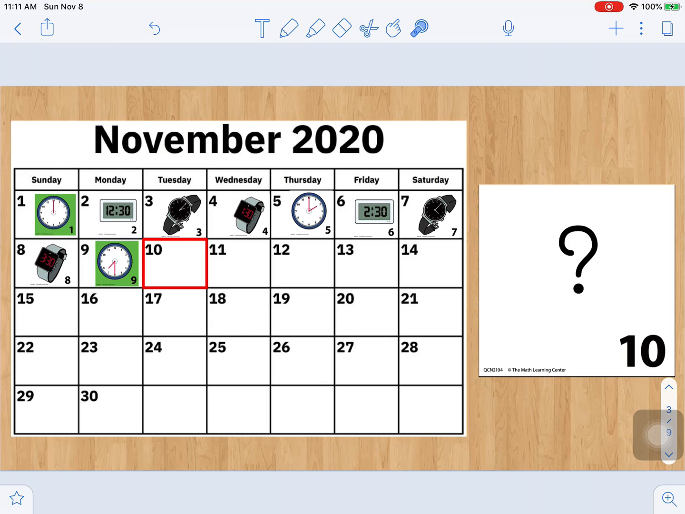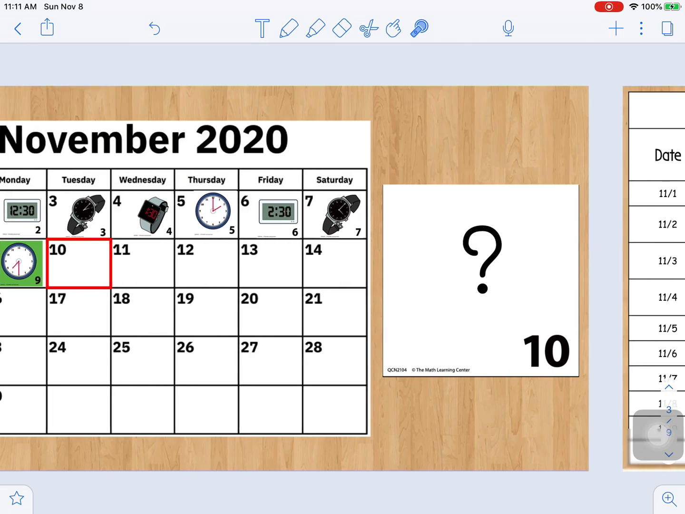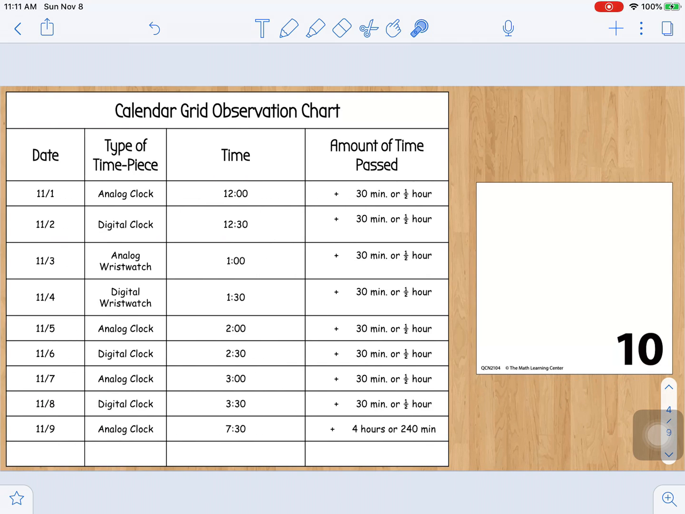Before flipping over today's calendar marker, I actually want you to make a prediction about what you think is coming next. To do that, let's take a look at our calendar grid observation chart. We have noticed a pattern with the type of timepiece so far, where it alternates between analog, digital, analog, digital. So taking a look at this chart, what do you think today's type of timepiece will be? Great, what about for the amount of time passed?